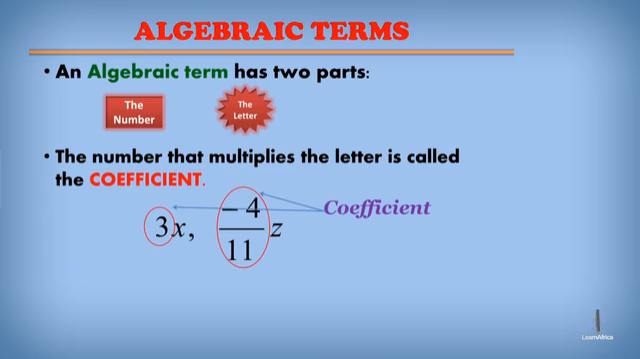Still talking about algebraic terms, we always have two parts, the number and the letter. Every algebraic term will always have a number and a letter. Now, the number that multiplies the letter is usually referred to as the coefficient. Here, we have some examples where we have 3 and x. You can see that the 3 is circled. The 3 here refers to the coefficient. And here we have minus 4 over 11z, and minus 4 over 11 is the coefficient.